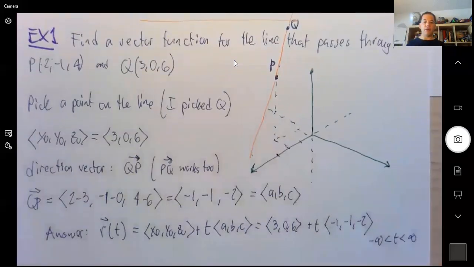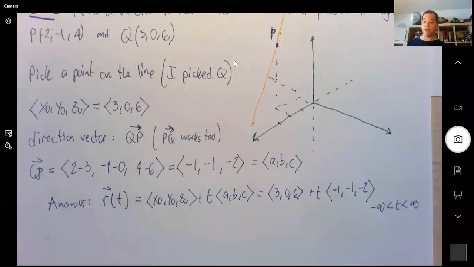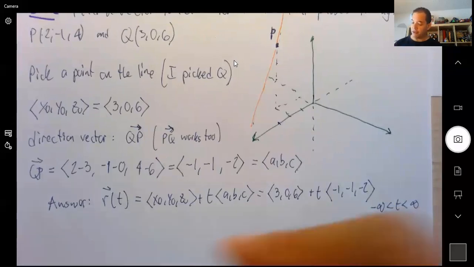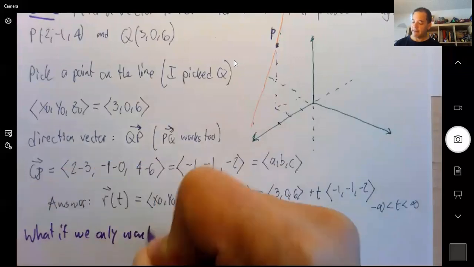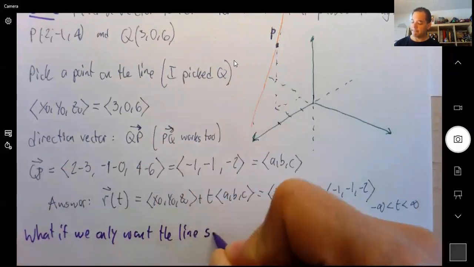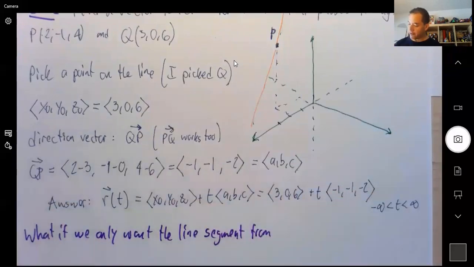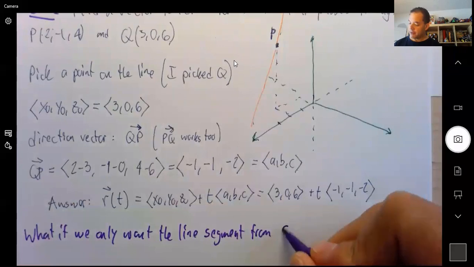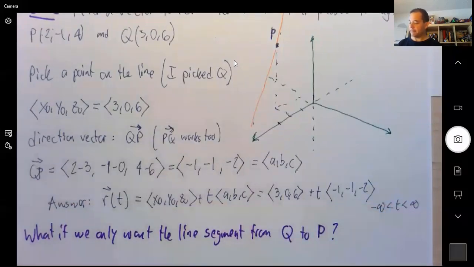All right. Now, let's say that I don't want the entire line. I only want the line segment. I know that's not example one, but there are some problems in your homework that are like that. So what if we only want the line segment from P to Q, or from Q to P? In this case, we'll do it from Q to P, right?